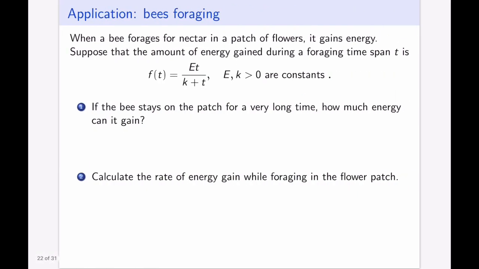I'm going to go through a bit more of an analytical example that contains constants and not actual numbers for constants, because this is something that sometimes confuses people when they have to deal with letters. So here we have a bee foraging for nectar in a patch of flowers. This is a problem that we're going to see later on in the course in an optimization scenario as well.